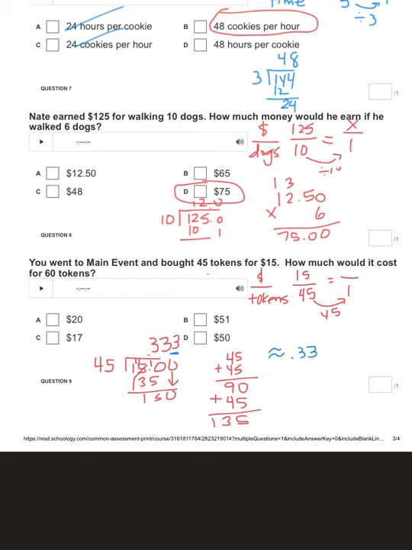Now 33 cents for each token, but you want to buy 60 tokens. So multiply by 60. These will be zeros. 6 times 3 is 18. 18 plus 1, 19. And you get $19.80, which would be about $20.